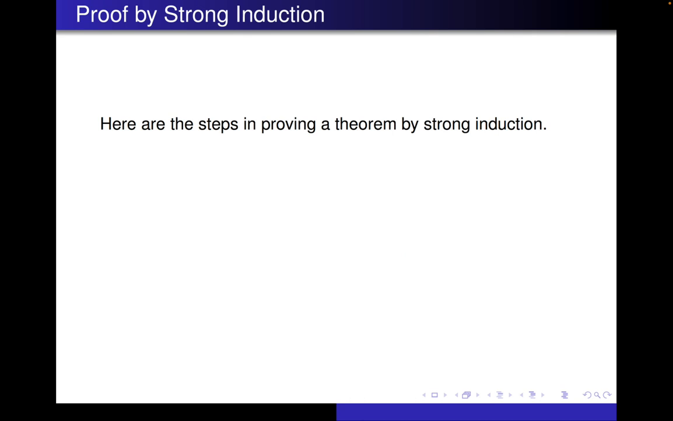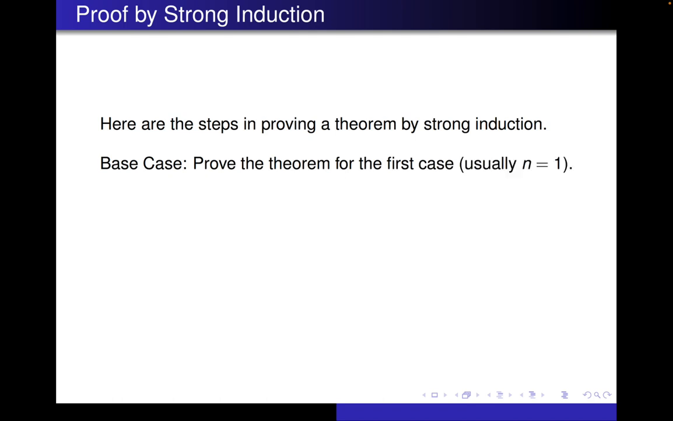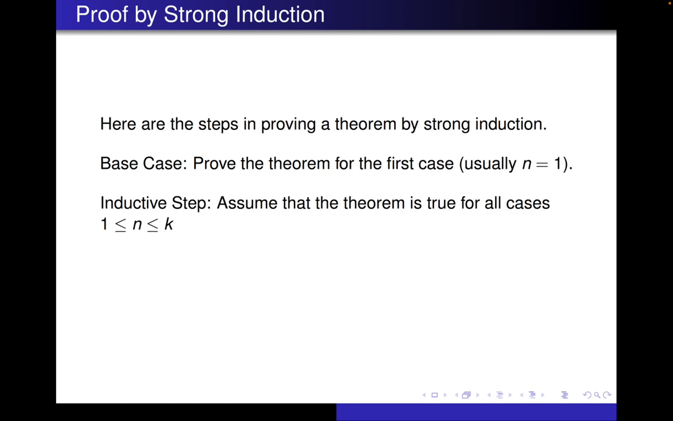So here are the steps we use in proving a theorem by strong induction. We're first going to prove the base case. That doesn't change at all. So again, that's proving the theorem for the very first case. Usually n equals 1, but it doesn't have to be. For our inductive step, we are not just going to assume that the theorem is true for n equals k, but we're going to assume the theorem is true for all cases between 1 and k. And I shouldn't say 1 and k, between the base case, which is the first case, usually n equals 1, so that's why I have it written as 1, going all the way up to k. And then we prove the theorem is true for n equals k plus 1.